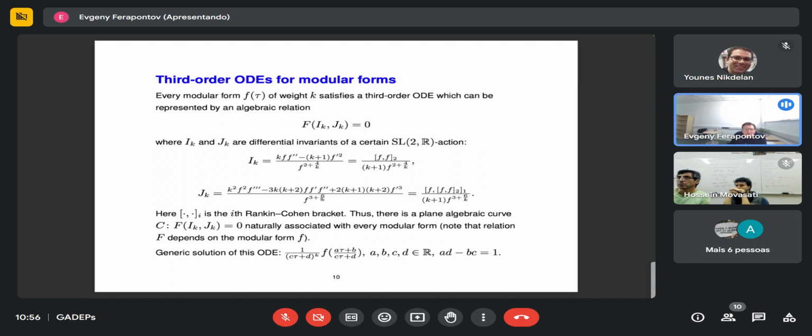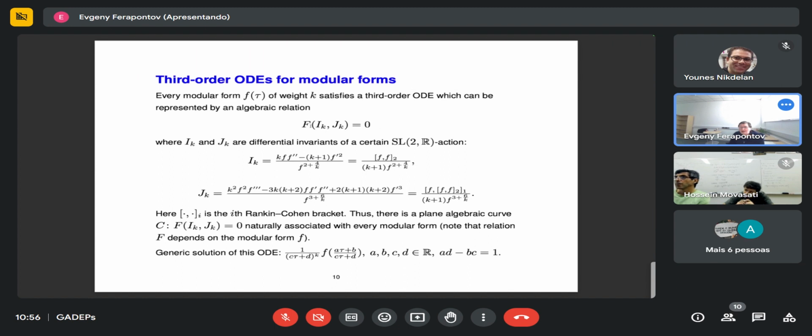So there is a theorem that every SL(2,R) invariant differential equation can be written as a relation among these invariants, I_k and J_k. There is a function of I_k, J_k equals 0, which defines an SL(2,R) invariant differential equation. Every differential equation which is invariant under this group can be written in this form. All right. In particular, for modular forms, this relation will be algebraic. Right? This will be an algebraic relation.